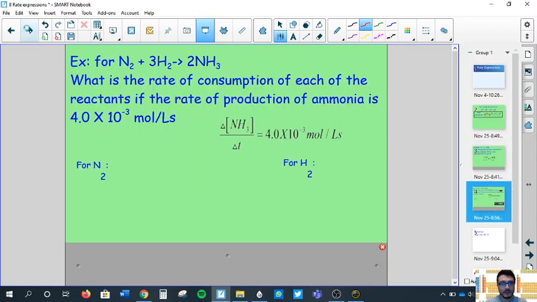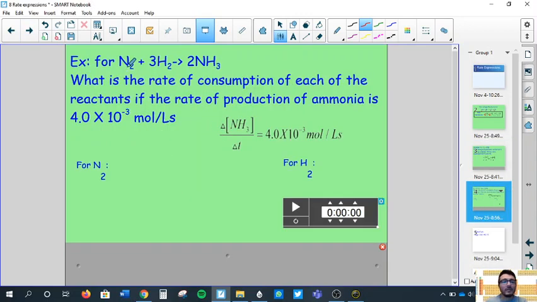Okay, a real example. Here we have a 1 to 3 to 2 reaction: nitrogen and hydrogen in this famous reaction producing ammonia. It's asking what is the rate of consumption of each of the reactants, so nitrogen and hydrogen here, if the rate of production of ammonia is given. Okay, so we have this information.